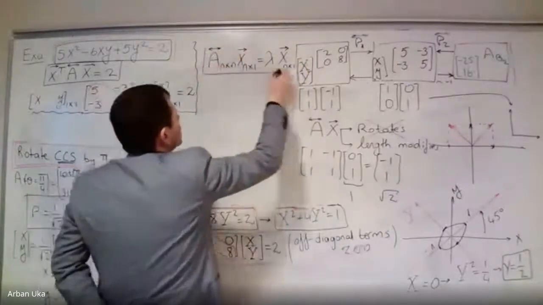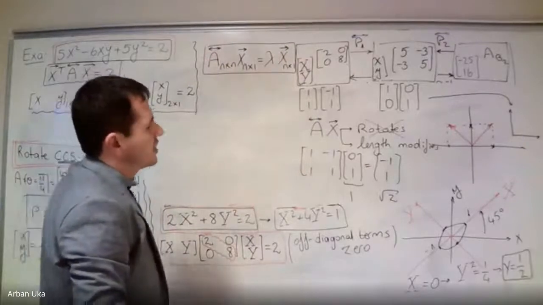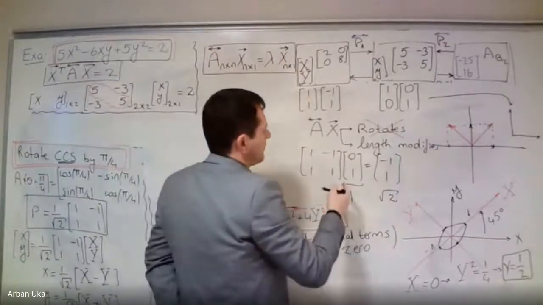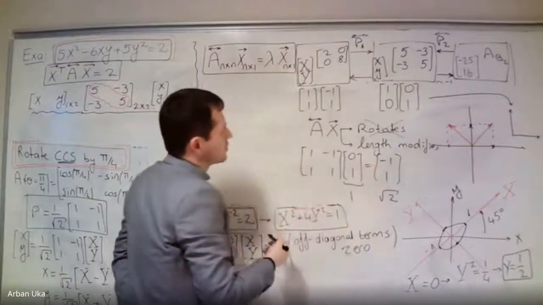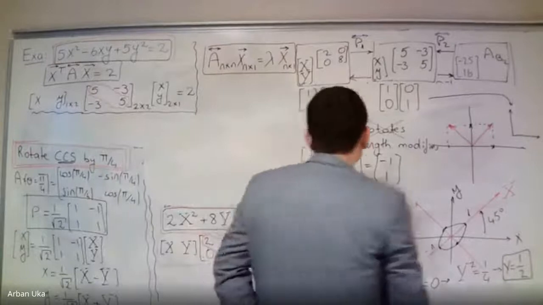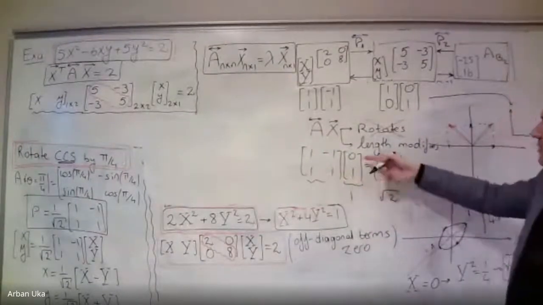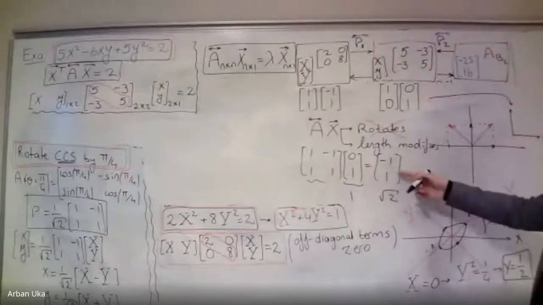So we want the matrix A to just change the length. But the question is this, is it even possible? Is it possible that the matrix A does not rotate the vector? So we just gave an example here. We have a matrix A, we multiply it with some vector. This is what we get, right?